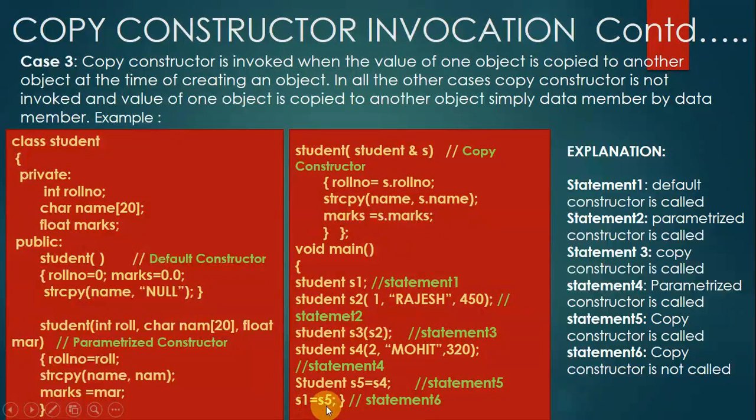Now, when I say S1 equal to S5, I am trying to copy the values of the object S5 to the object S1. All the data members of S5 will be copied to S1, but this time the copy constructor is not invoked. Why? Because S1 is already created in the beginning. So this will be done only if we write the statement at the time of creating an object. Both the objects have already been created, so the copy constructor will not be invoked. This is simply copying the value, assigning the value of data members of one object to another.